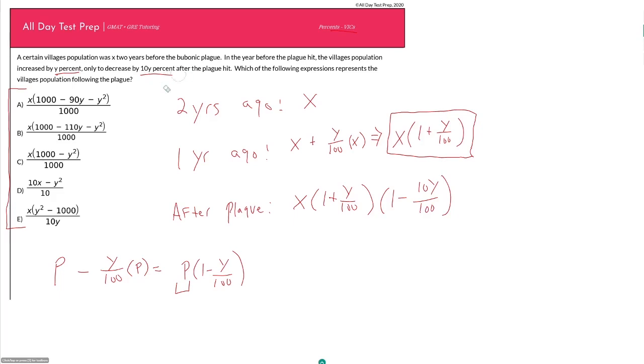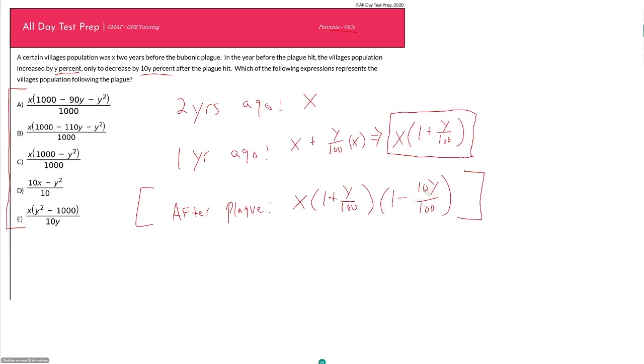And so this here, this technically is the right answer, right? We are looking for a population after the plague. And if you're confident that we made this translation accurately, this really is the right answer. We just need to now put it in the format that our answer choices have it in. And so what does it look like they do here? So it looks like they get everything over a single denominator. And so let's start doing that.